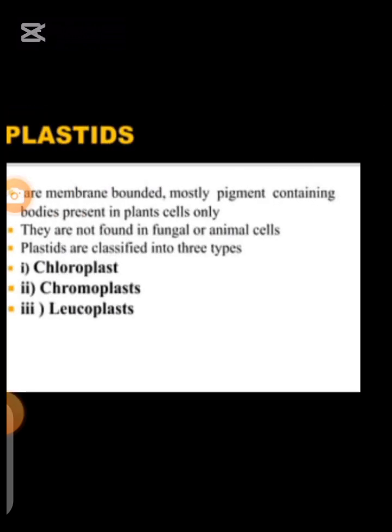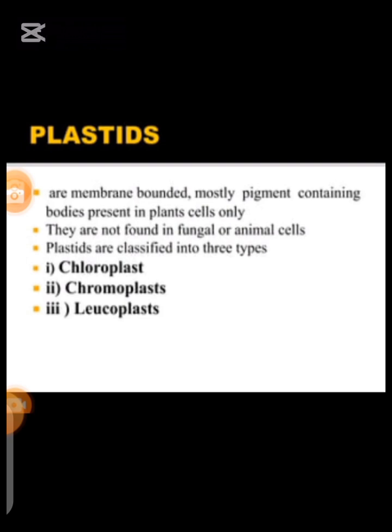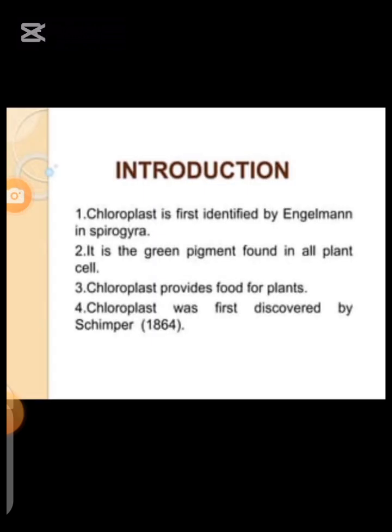If we talk about the types, plastid is further divided into three types. The first one is chloroplast, the second one is chromoplast, and the third one is leucoplast. So let's discuss one by one. The first one is chloroplast. Chloroplast is basically found in plant cells. They are only found in green parts of the plant, especially leaves. Chloroplast contains green pigment which is called chlorophyll.